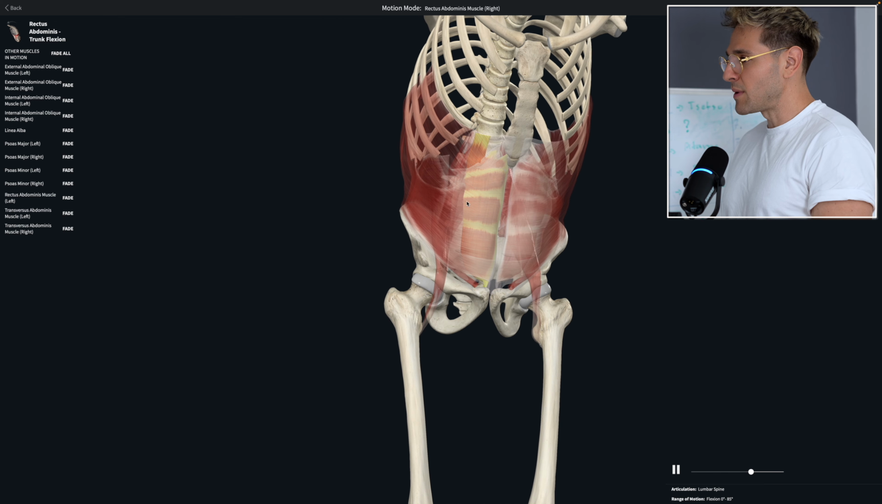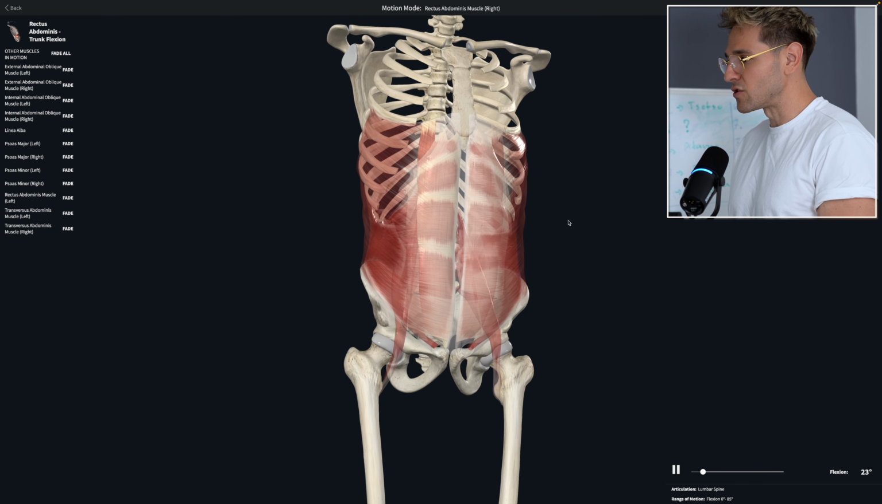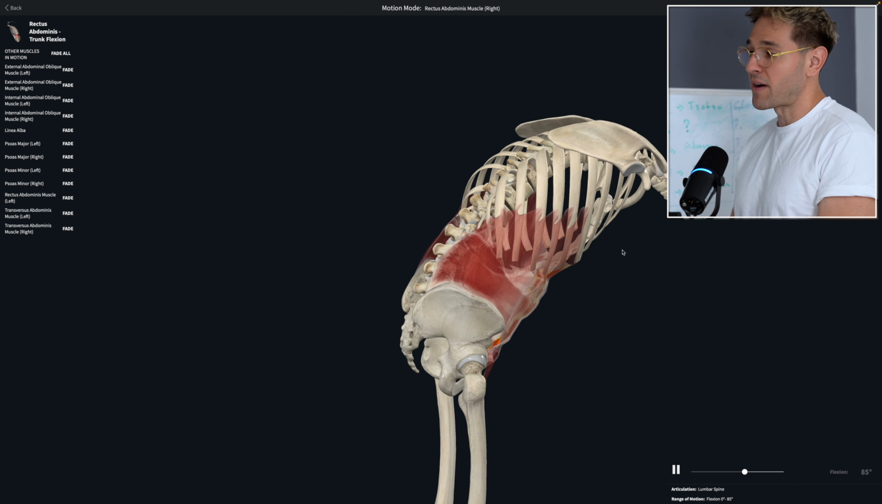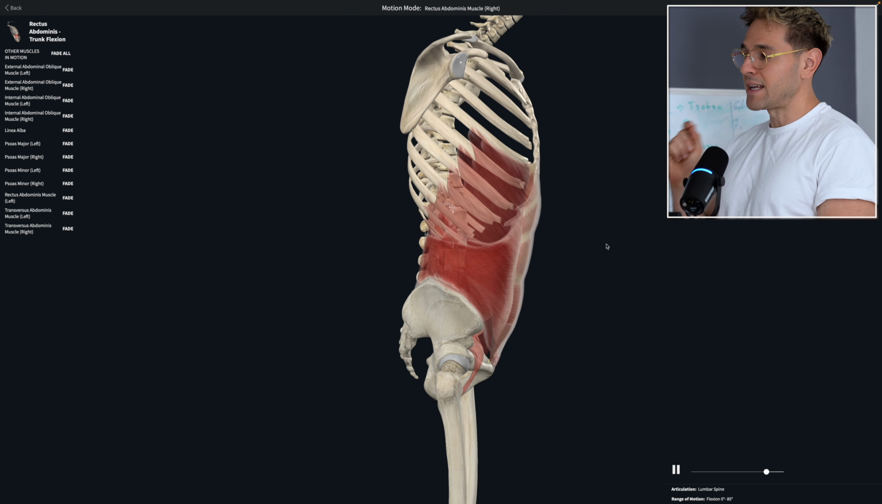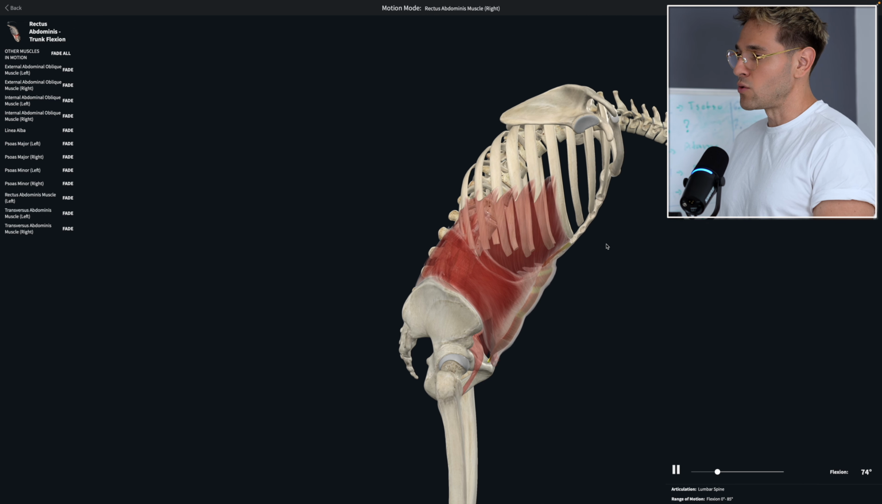Now, what's interesting about the flexion is that a lot of people don't like to do spinal flexion for some reason, and they don't like to do crunches. I personally am a fan of crunches, as long as you really isolate the movement of the spine and not just do it using inertia.